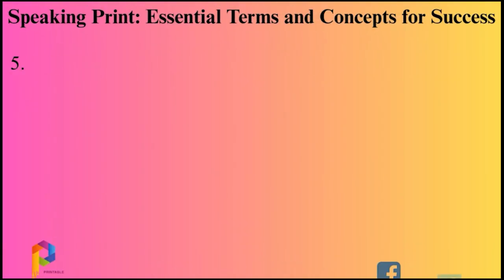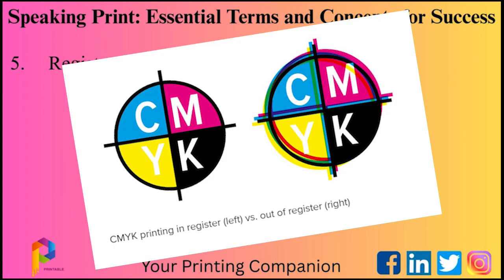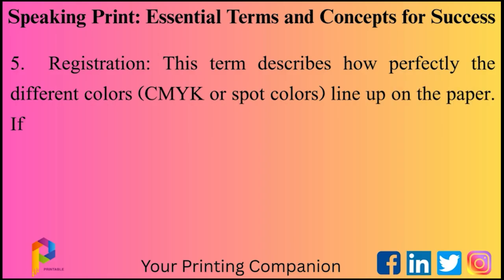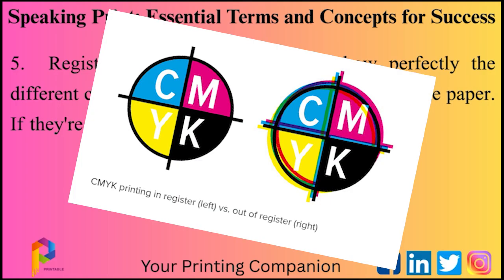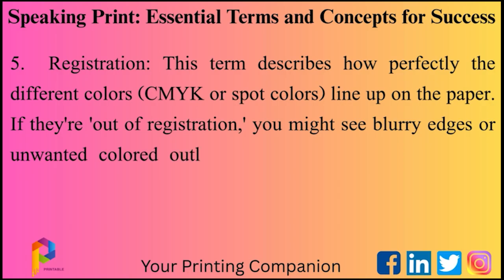Number 5, registration. This term describes how perfectly the different colors, CMYK or spot colors, line up on the paper. If they are out of registration, you might see blurry edges or unwanted color outlines around text or images. Good printing machines ensure tight registration.